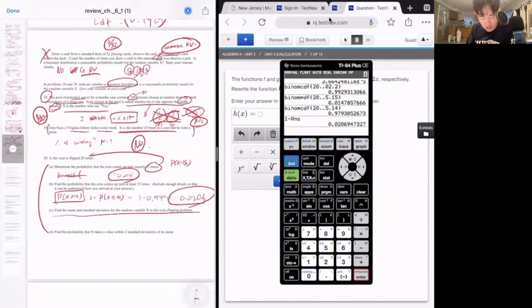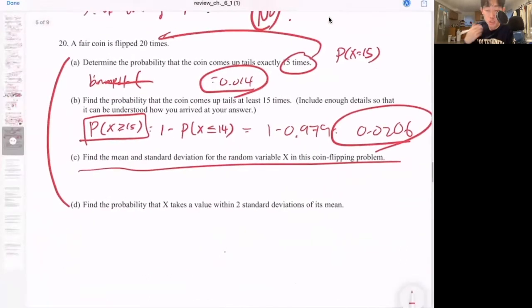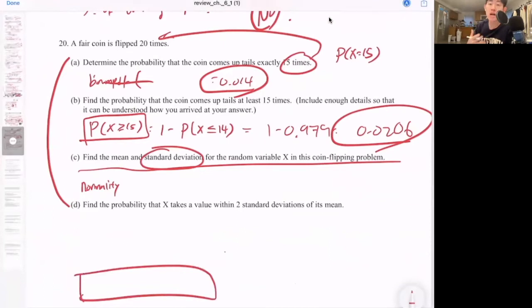Find the mean and the standard deviation of the random variable of the coin flipping problem. Now this, you need to always assume normality to do these types of questions, because in order to find the standard deviation, remember how we always did that? We put it in a table. But we're not going to put all of these 20 values in a table. We always have to assume normality, and then we can use the formula for it, which states that the mean is NP. Standard deviation is the square root of NP times 1 minus P.